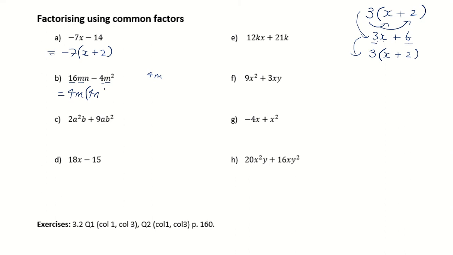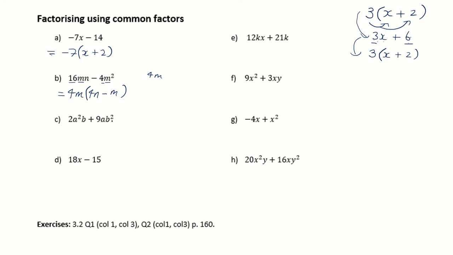And now we want to get minus 4m squared. So what are we going to have to multiply 4m by to get negative 4m squared? Well, obviously we're going to need another m, because 4m times m is 4m squared. And we need the negative, so it has to be negative m. So 4m times negative m is negative 4m squared. So the more you do, the more you get the hang of it.